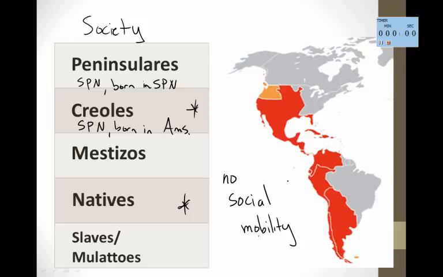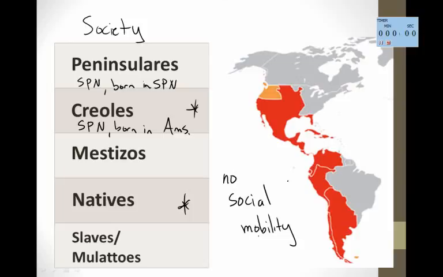This is different from America because in America, you have a social structure based on wealth. So regardless of where you're born, a poor person can grow up to become rich and a rich person can grow up to become poor, and it's not dependent on your birth. You can actually change your status in life. This is again different from what was happening in the Spanish colonies. Therefore, you say there was no social mobility.